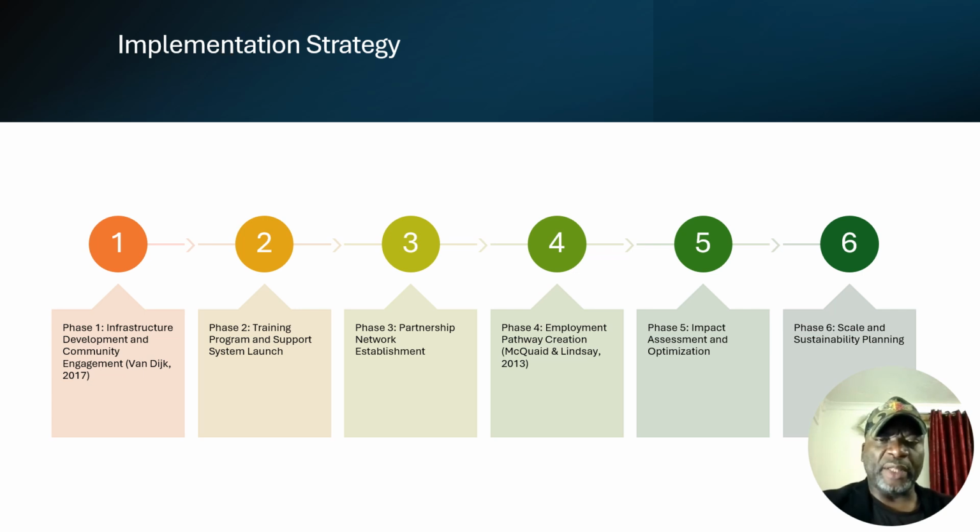And the implementation strategy that we'll take in order to achieve our aim is that we will plan this approach in 6 clear phases, which will start with infrastructure development and community engagement, then followed by launching our training programs. Each phase we intend to build on the previous one in order to ensure sustainable progress. It is pertinent to note that this won't be a quick fix, but nonetheless, a carefully planned 18-month journey.